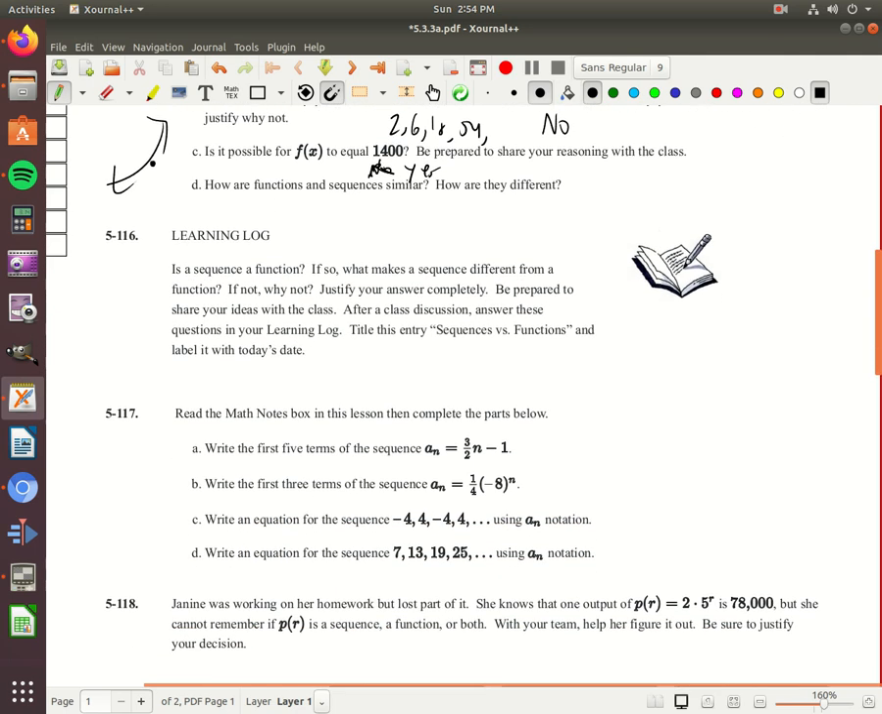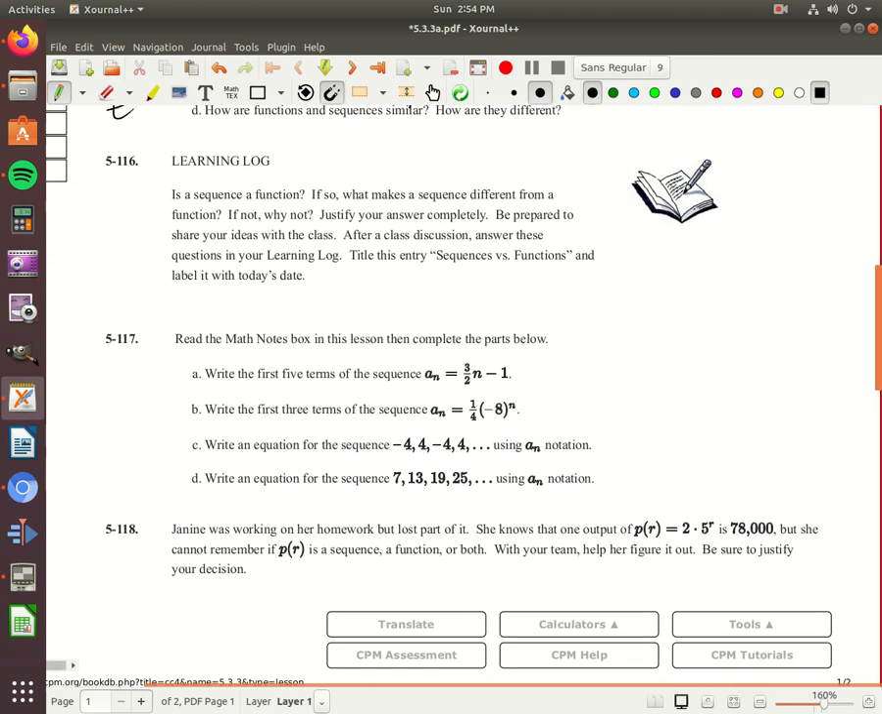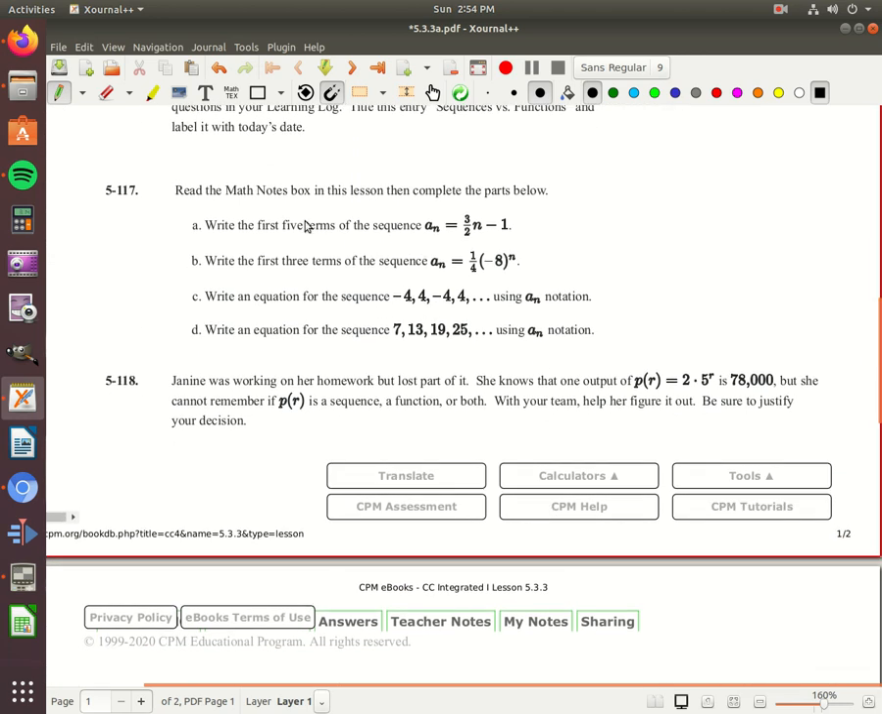A sequence can't be. So you can go ahead and fill in that learning log if you want. 5.1.17, read the math notes. It just is a kind of review of everything.